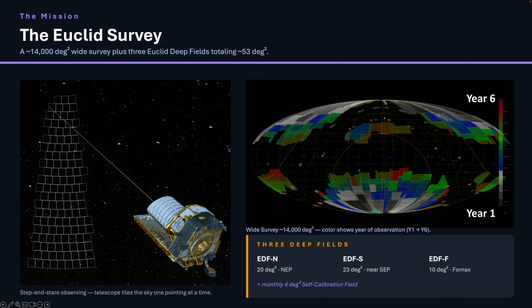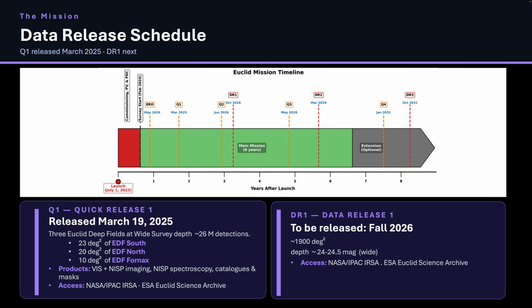Now talking a bit about the Euclid survey. So as I said, Euclid will cover about 1/3 of the sky, 14,000 square degrees in the wide survey, but it will also do 3 deep fields, which will cover about 53 square degrees. Those 3 fields are the Euclid Deep Field North, Euclid Deep Field South, and Euclid Deep Field Fornax, that it will visit more often to get deeper compared to the wide survey. There are also monthly 4 square degree self-calibration fields that will be deeper than wide.